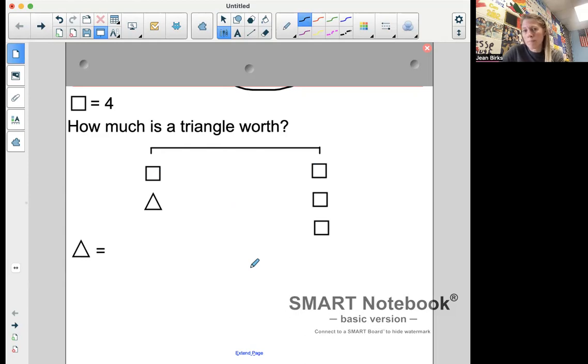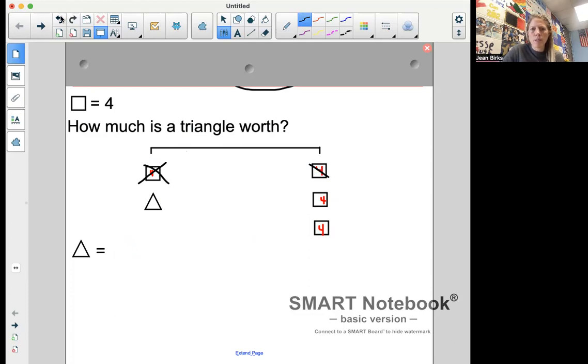And I'm going to show you a strategy. So what I did was I put a 4 here in all of my boxes because I know that's how much they weigh. Now I was thinking, if I put a box and a triangle on this side and 3 boxes on the other side and they weigh the same, I could just take this box off. But if I take this box off, I don't want to change what happens to my teeter-totter. So I'm going to take this off and they should still equal each other because I took the same amount off of each side. So now I know that a triangle weighs the same amount as 2 boxes or 2 squares. So I'm thinking the triangle's worth 8 pounds.